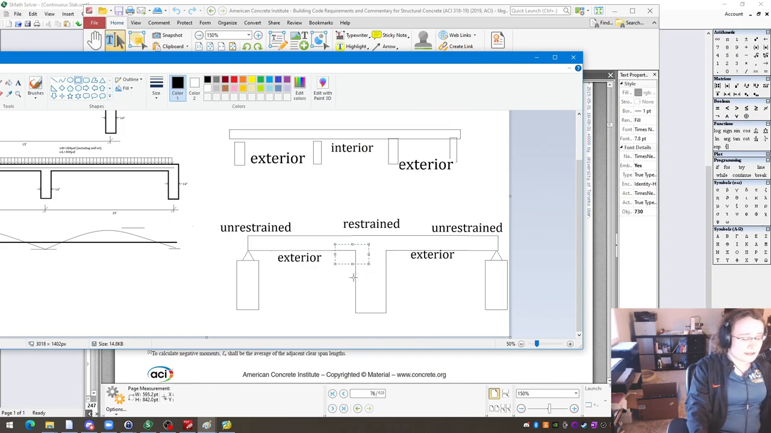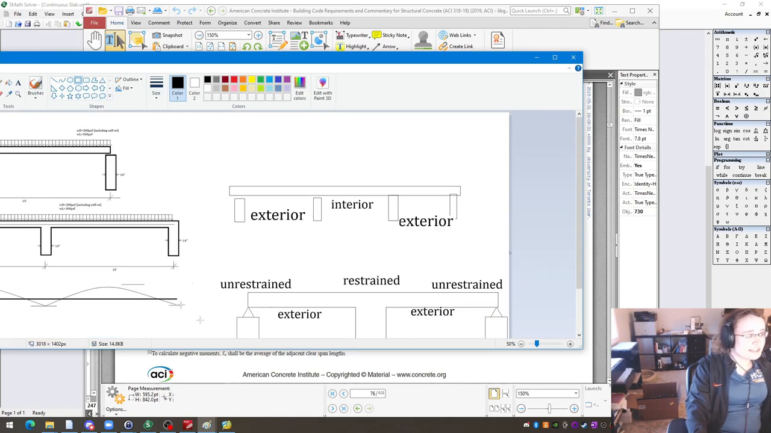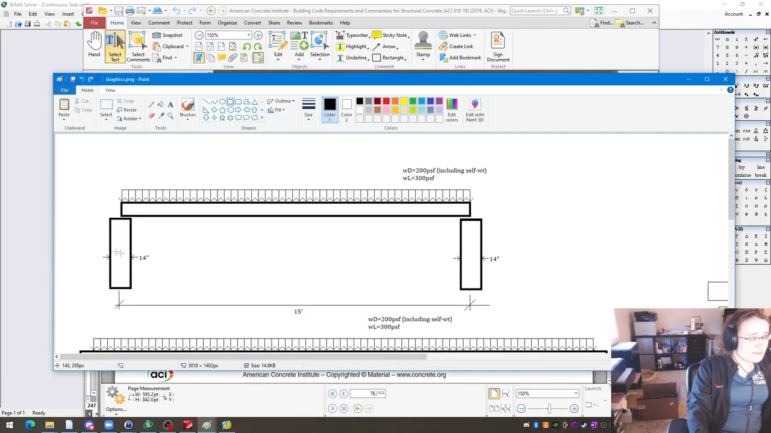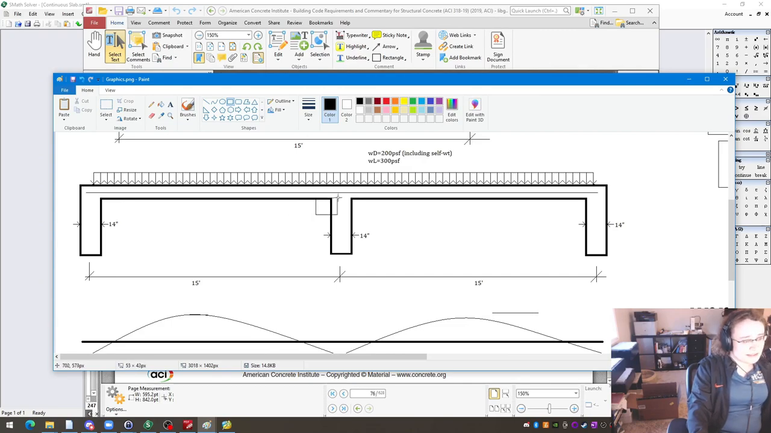where this beam here. Or actually, let me show this on the actual system we're dealing with. Here, right here, this face here, this intersection, this is the exterior face of the first interior support. This is an interior support. It's not an interior span, but it is an interior support.